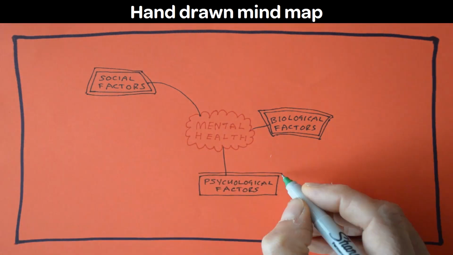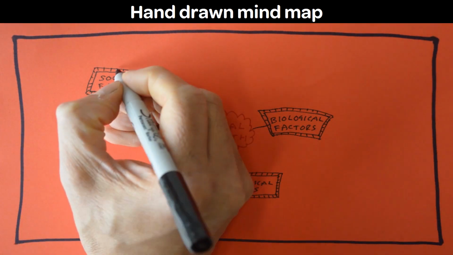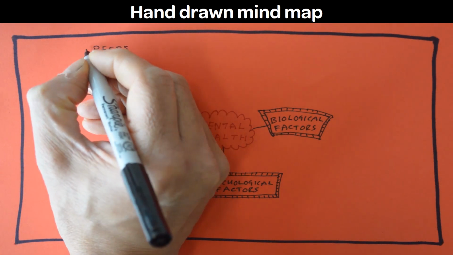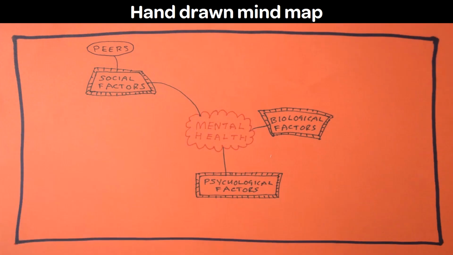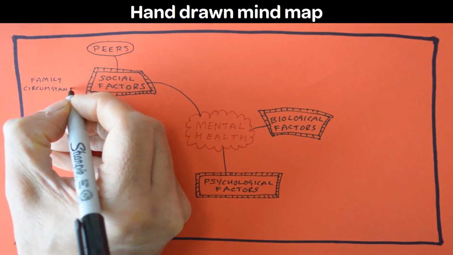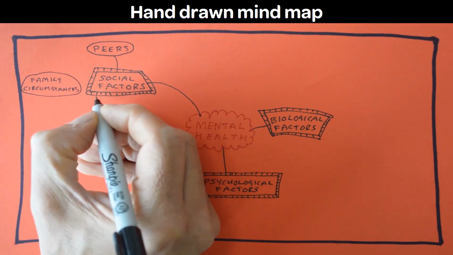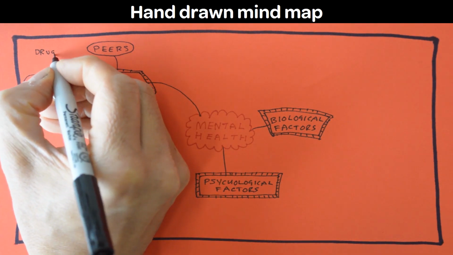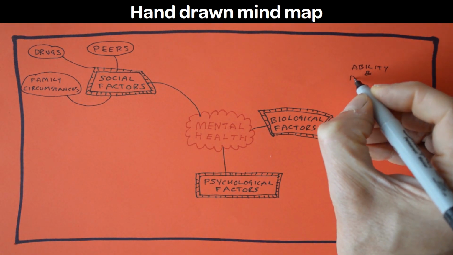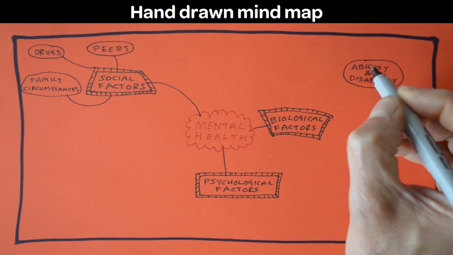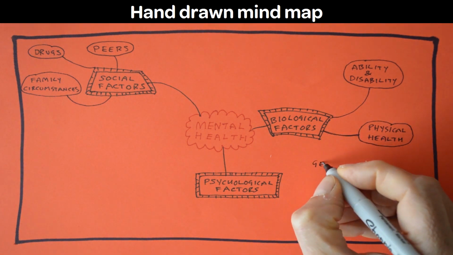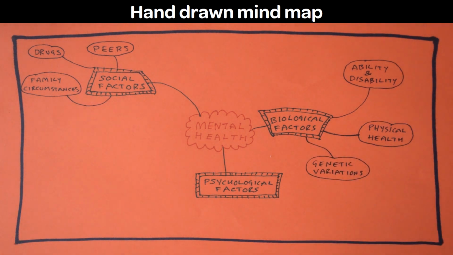Okay, once I've got my initial topics, I then need some more branches coming off of each of those to describe my subtopics. Let's start with social, and let's put in peers. Let's put in family circumstances. Maybe we could have the effects of drugs. Let's move over to biological and put in disability. Let's also add physical health, genetic variations.